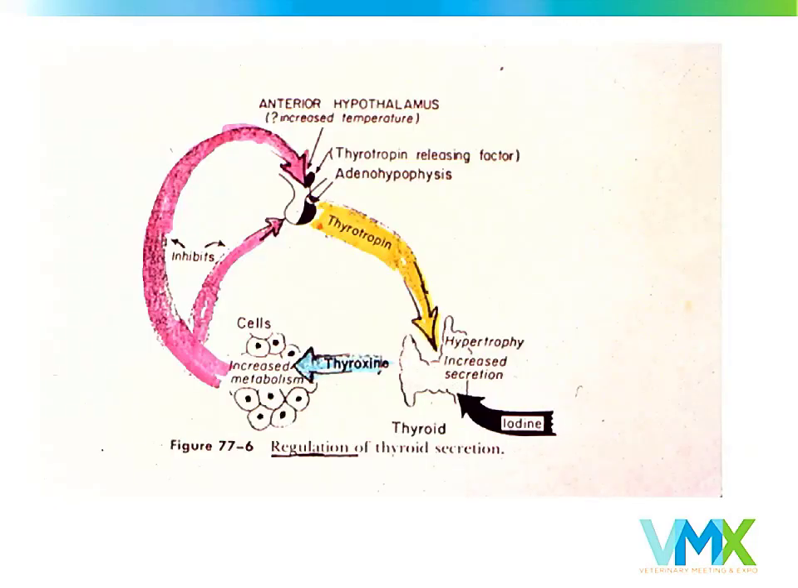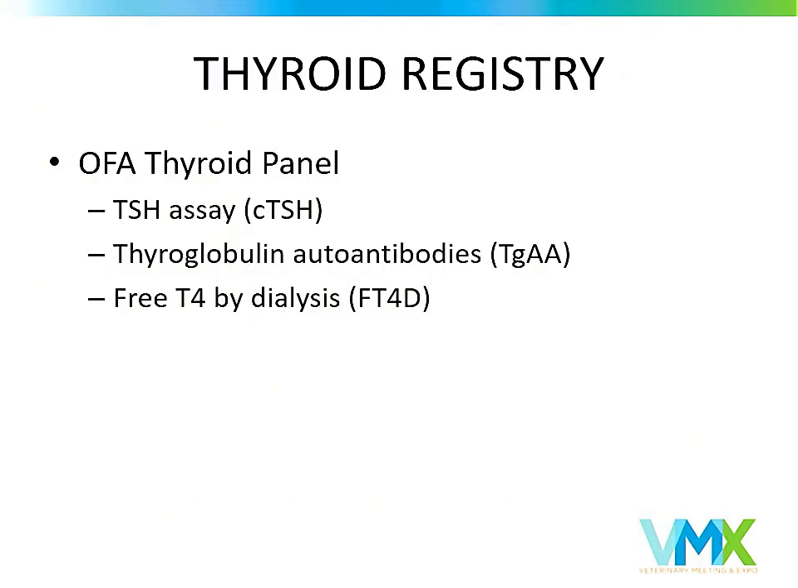So it's kind of a negative feedback system between the pituitary and the thyroid. The free T4 level drops. It stimulates the pituitary to produce some TSH, thyroid stimulating hormone, to stimulate the thyroid to kick in some more free T4. So the OFA thyroid panel includes all three of these.